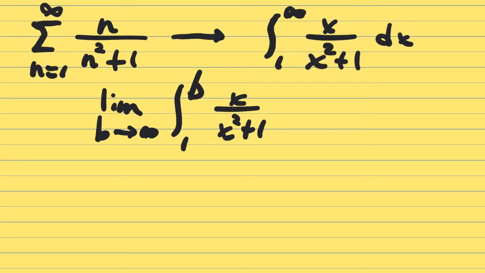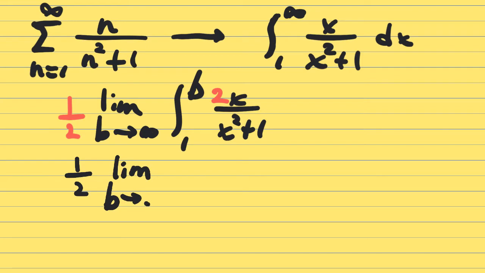Now, if you look at the denominator and take the derivative, you get 2x. That's pretty close to our numerator. In fact, if we have a 2 there, then it is the derivative of the denominator. And as long as it's a constant value, you can multiply in and balance it back out however you need to make it work. So this is going to be 1/2 limit as b goes to infinity. The antiderivative, because the numerator is the denominator's derivative, will be natural log of the denominator.